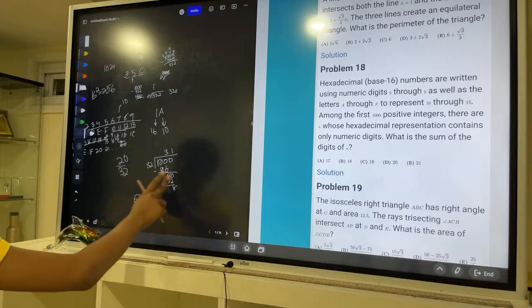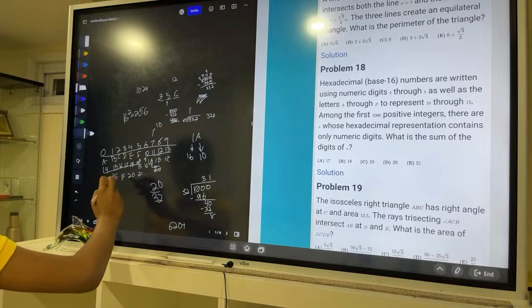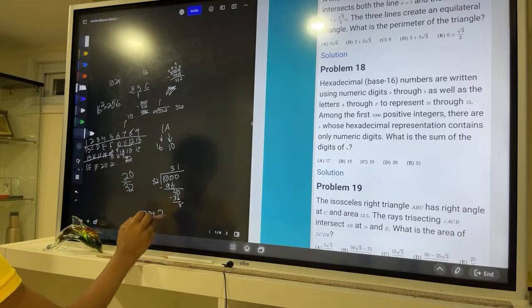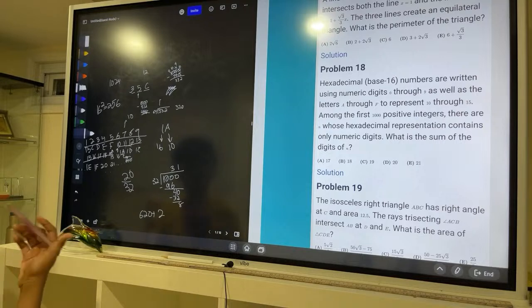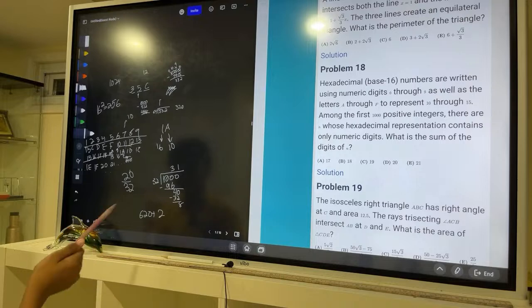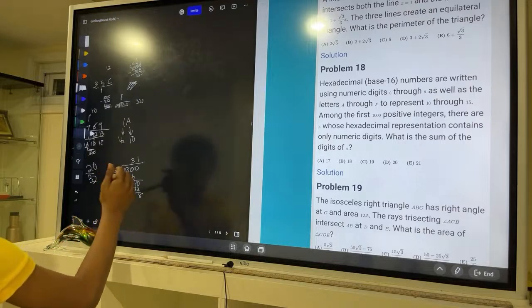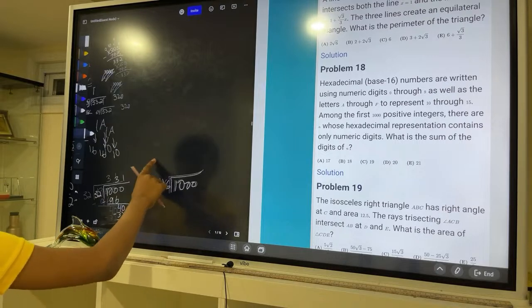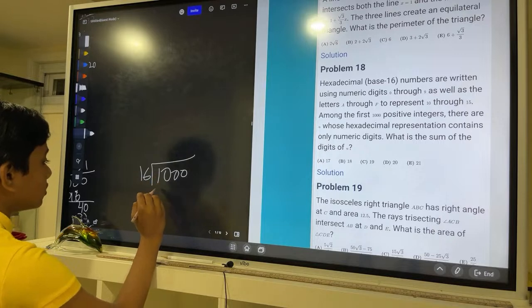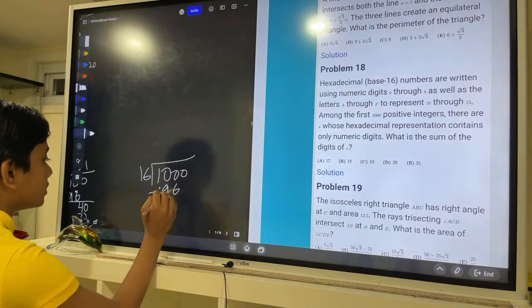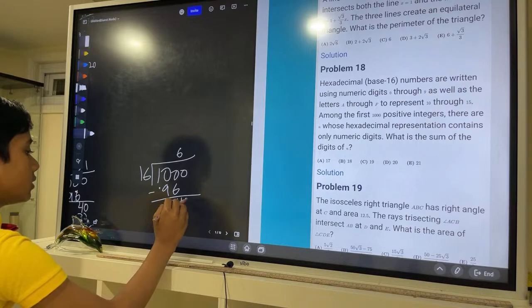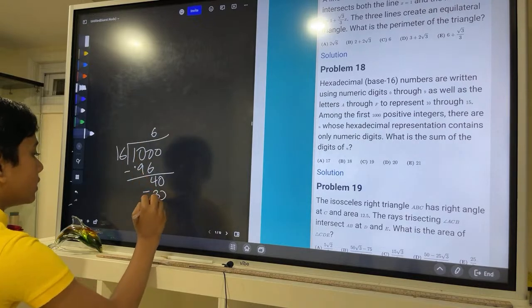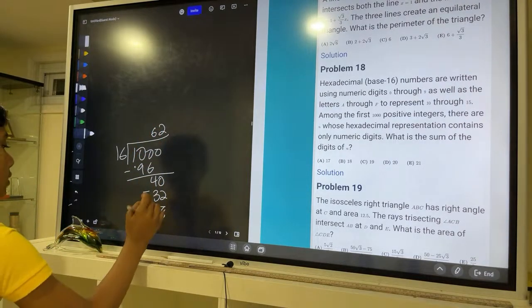Let's see. 1, 2, 3, 4, 5, 6. Wouldn't that just be 622? No. Let's divide 1,000 by 16 actually to get a better ratio. So minus 26, that's 6. And then we can actually make this. Oh, never mind. Okay.